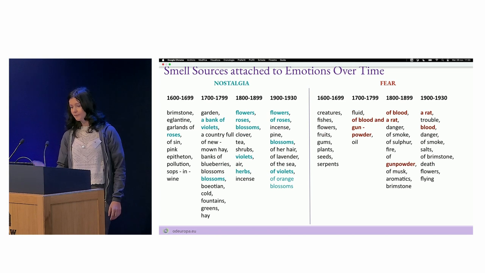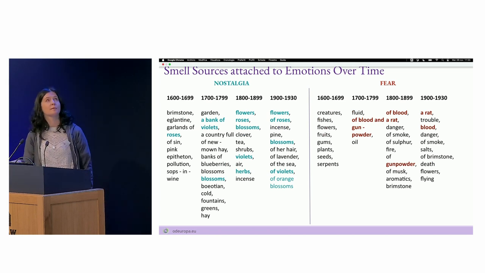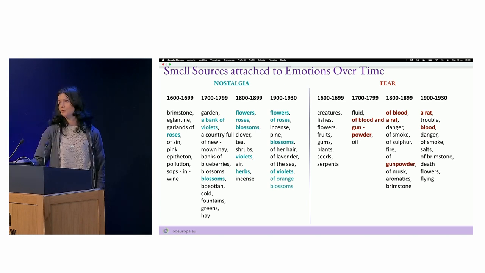And we can also see which smell sources occur together with nostalgia and with fear. And in this case, nostalgia is very much covered with flowers and roses, violets, blossoms, and fear is with blood and red and gunpowder. So those are two illustrative examples which you can find, but I suggest that you go on the link and try yourself.